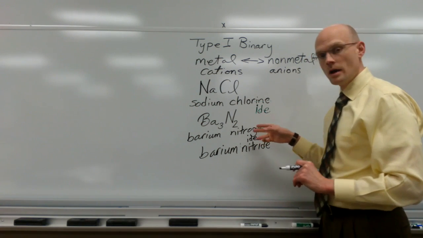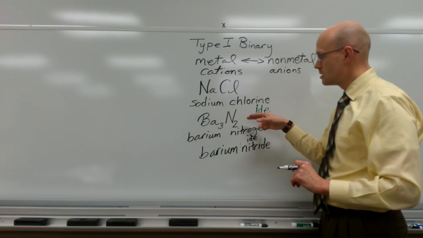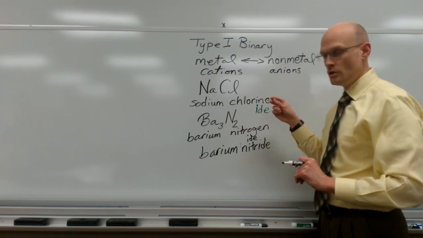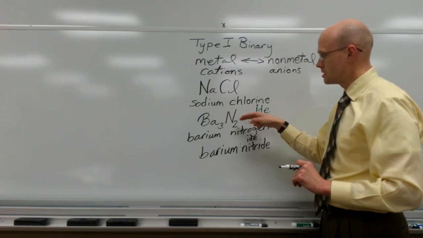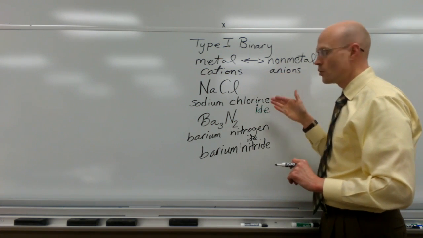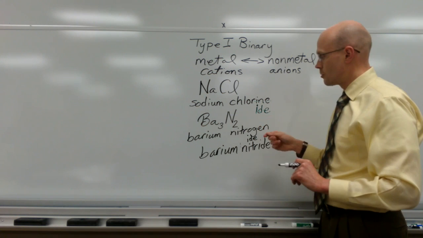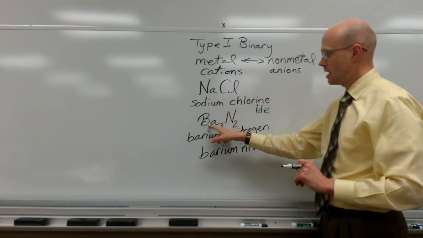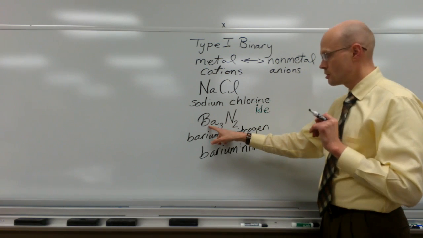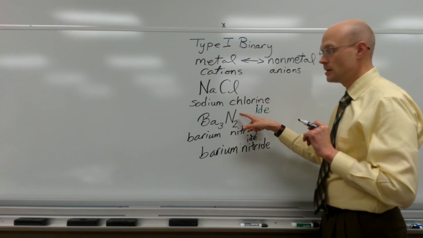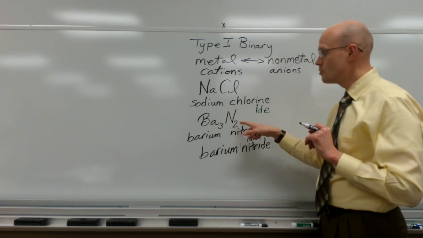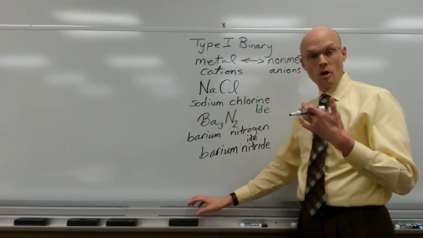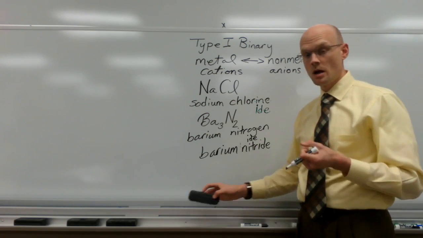Notice that we do not add any prefixes such as di or tri or tetra. There are no numerical prefixes added to these type 1 binary compounds that are made of a metal and a non-metal, a cation with only one particular charge all of the time, and an anion. Okay? There are no numerical prefixes added to this, like we would see with carbon dioxide or carbon monoxide.